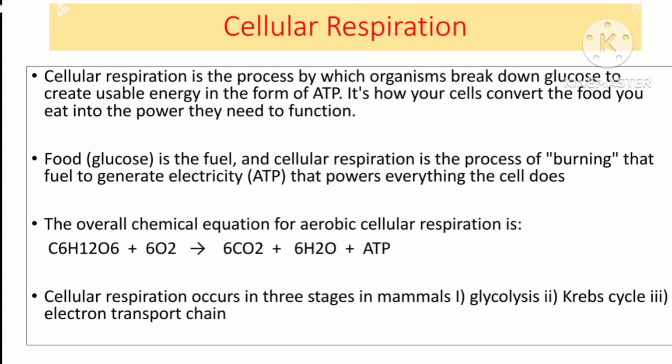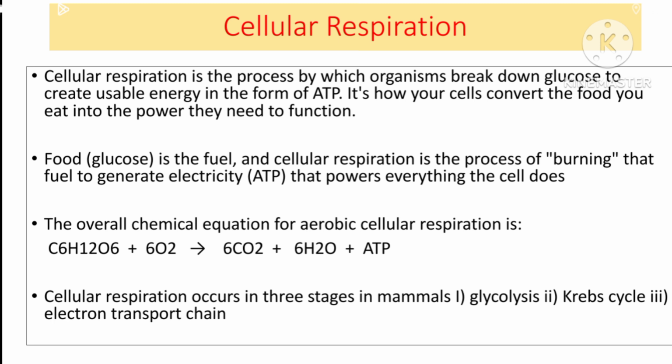Cellular respiration is the breakdown of glucose to create usable ATP. From food we get energy. Glucose is fuel, and from burning that fuel we get ATP. So C6H12O6, in the presence of oxygen, is converted into carbon dioxide, water and ATP.